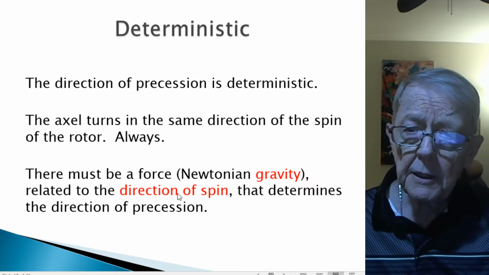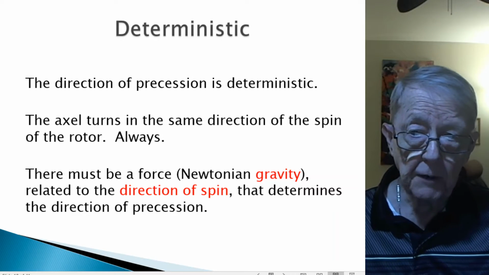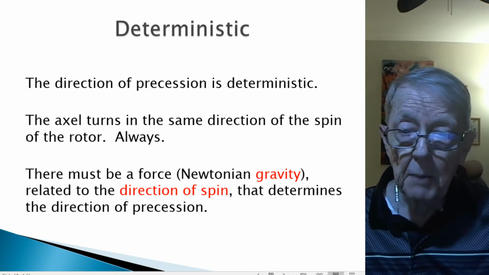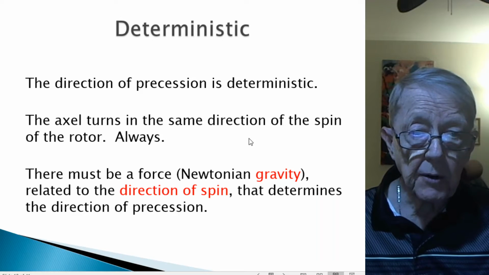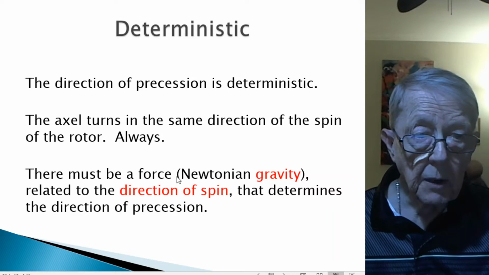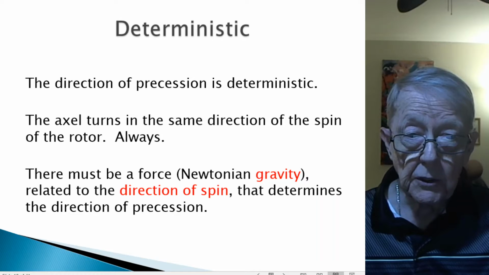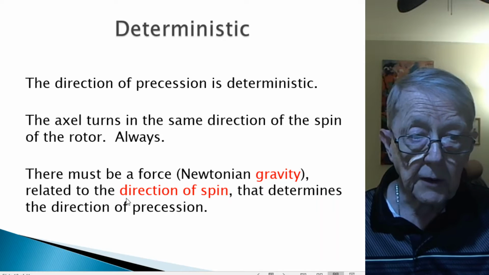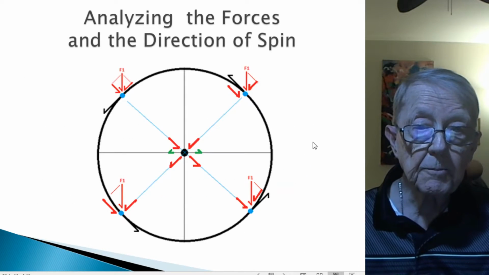So this is deterministic. It always happens the same way. There has to be a specific reason for this to happen the same way. Always, the axle turns the same direction as the spin of the rotor, always. There must be a force, and the only force around that seems to be is Newtonian gravity. That's related to the direction of spin that determines this action. So that's what we're going to look at.